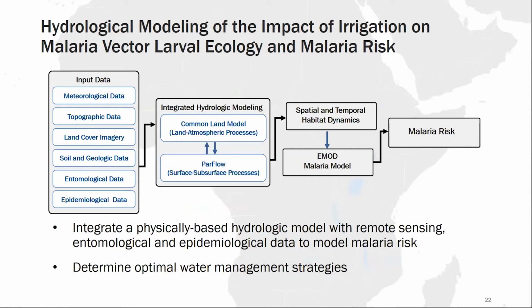To better predict the impact of irrigation on larval ecology and malaria risk, we integrate physically based hydrological modeling with remote sensing and entomology to model malaria. In this process, we used multi-layer environmental data, including meteorological, topographic, land cover, soil, geographic data, and others obtained from remote sensing, and the model was calibrated using field entomology data. So the goal is to help design optimal water management strategies.